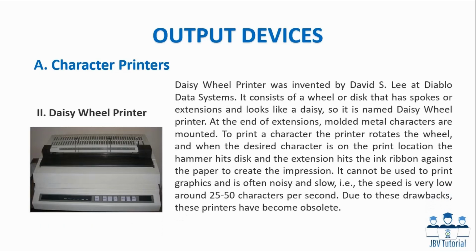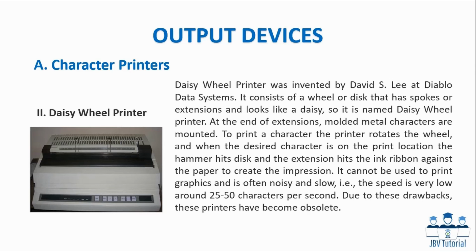Daisy wheel printer. Daisy wheel printer was invented by David S. Lee at Diablo Data Systems. It consists of a wheel or disc that has spokes or extensions, and looks like a daisy, so it is named daisy wheel printer. At the end of extensions, molded metal characters are mounted. To print a character, the printer rotates the wheel, and when the desired character is on the print location, the hammer hits the disc, and the extension hits the ink ribbon against the paper to create the impression.